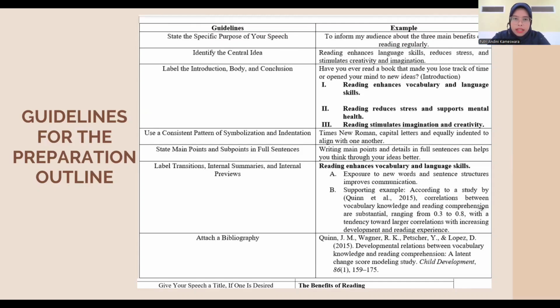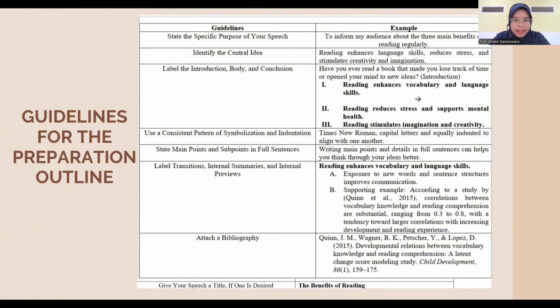The first guideline mentions to state the specific purpose of your speech. You should write the specific purpose of your speech before the outline. This helps you check if your speech successfully reaches its goal or not. And then the second is to identify the central idea. Some teachers want you to write the central idea right after the purpose statement.